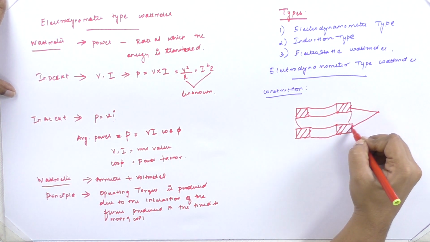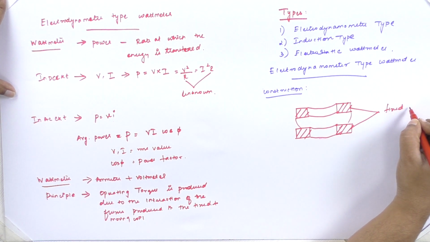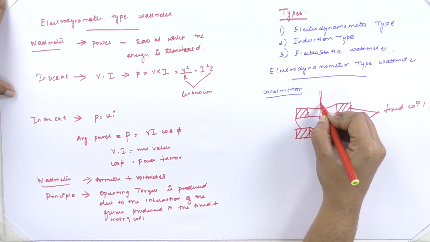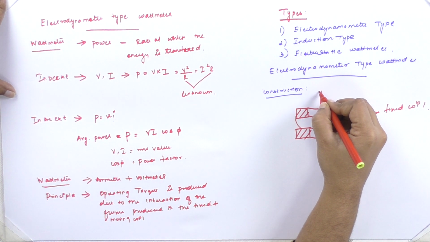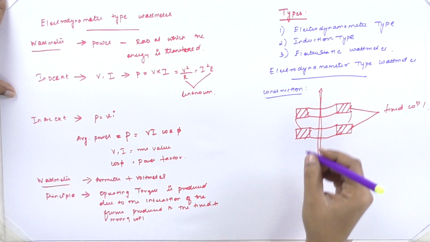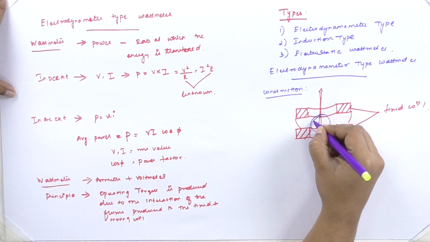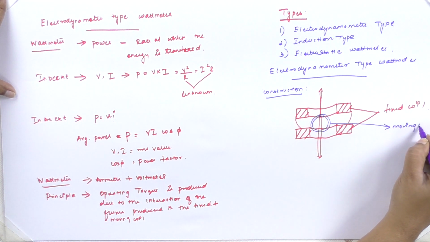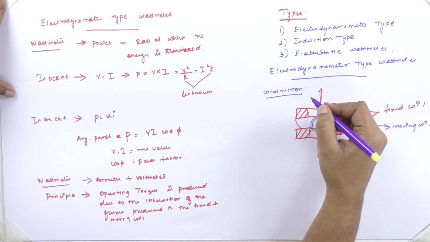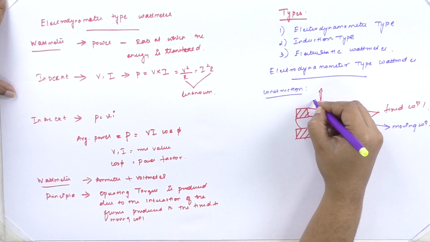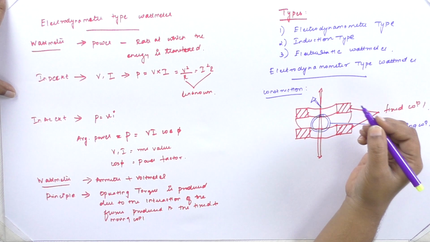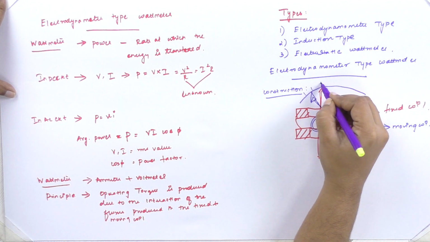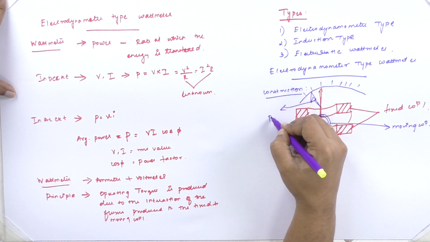The fixed coil is divided into two halves. In between the fixed coil, a moving coil will be placed with the help of a spindle arrangement. So, here in the center of the fixed coil, the moving coil will be placed. To the common spindle, a pointer will be connected, which will move over the graduated scale. So, this one is the pointer.